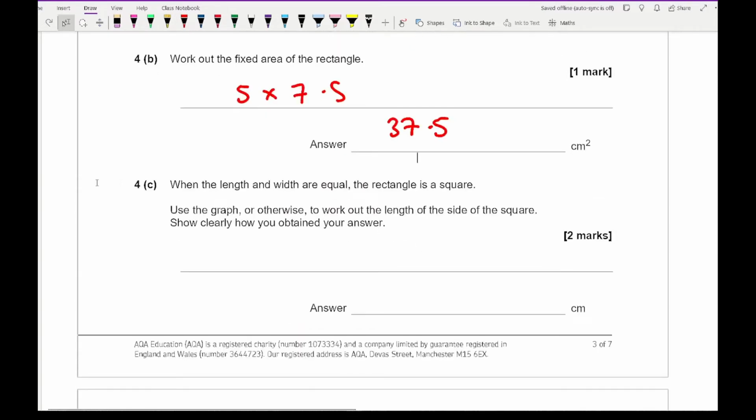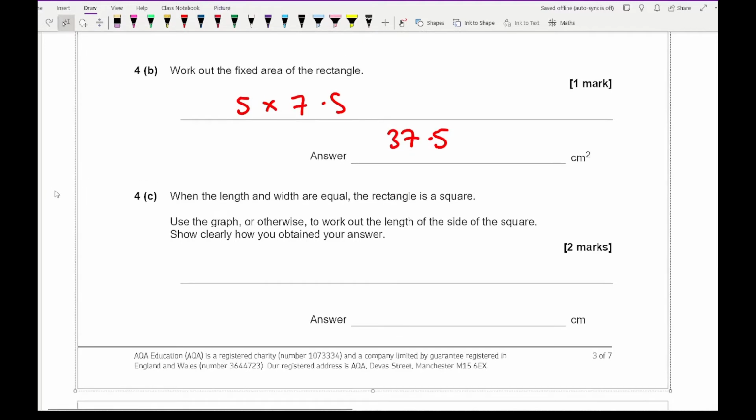Then for C, it says when the length and the width are equal, the rectangle is a square. Use the graph or otherwise to work out the length of the side of the square. Show clearly how you've obtained your answer. So if you're going with otherwise, well, we know that the area of the rectangle is 37.5. So if it's a square, all the sides are going to be the same.